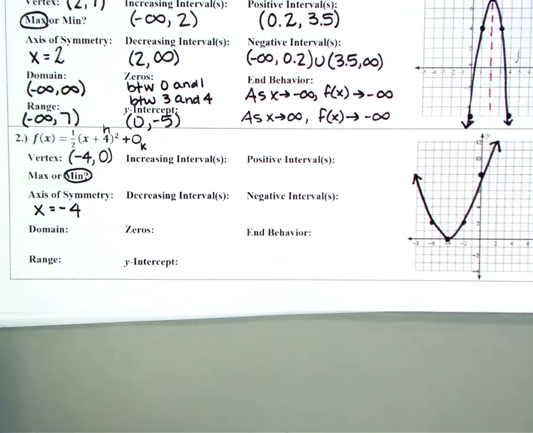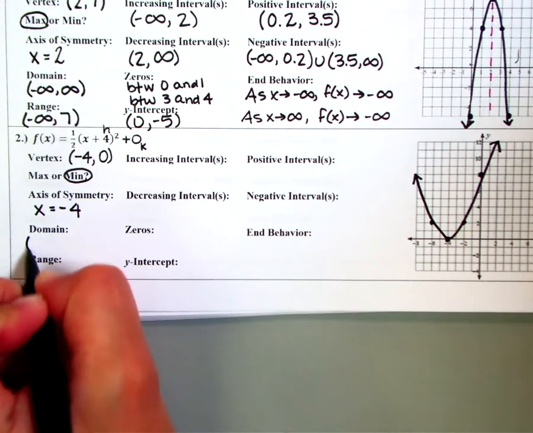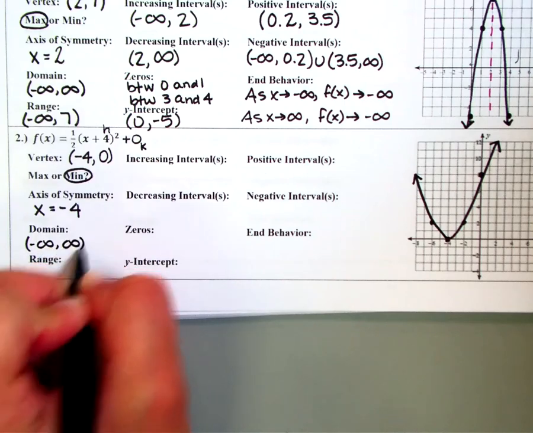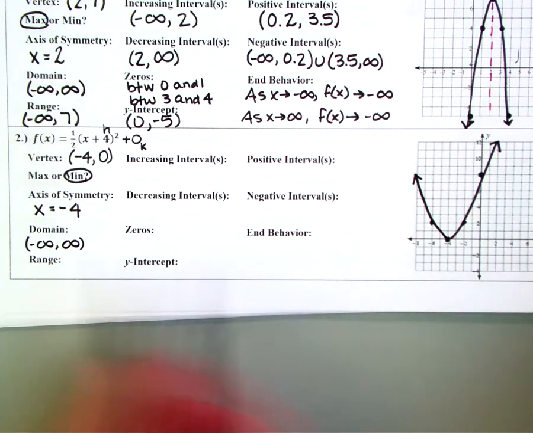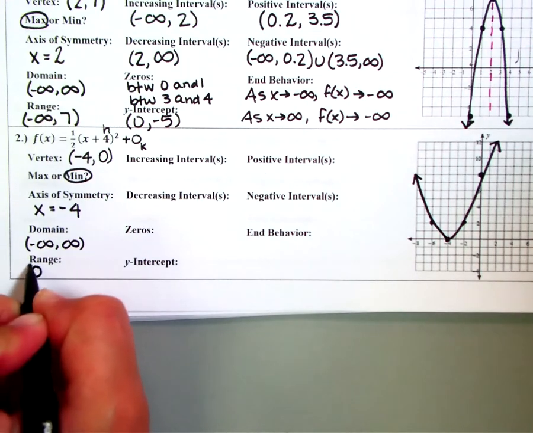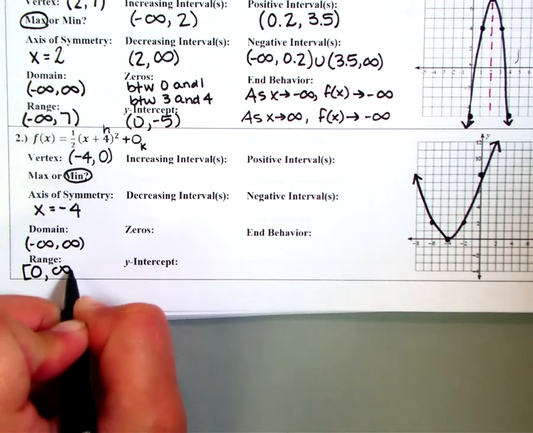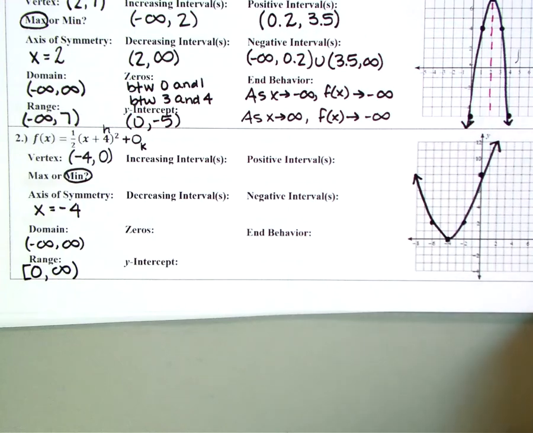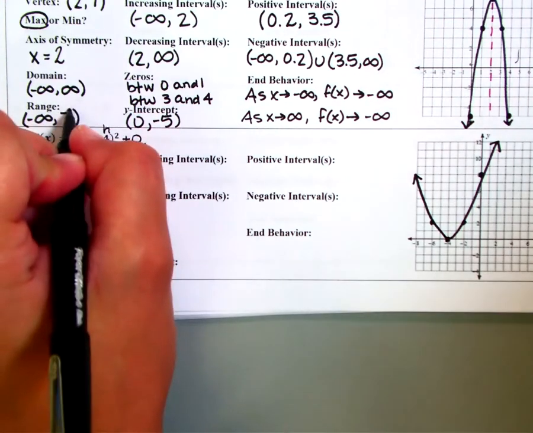Which we've got arrows on both sides, which means the domain is going to be -infinity to +infinity. The range is bottom to top, so the bottom of my function is at 0, and the top of my function is at infinity. And really, this should be a bracket up here too.